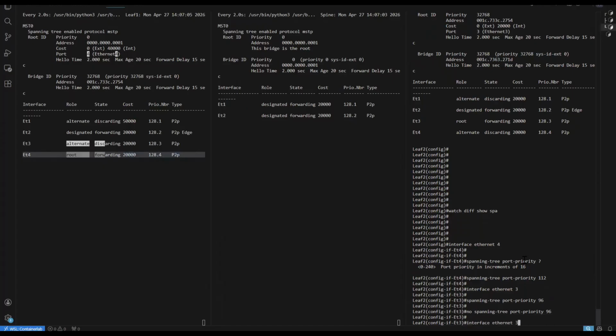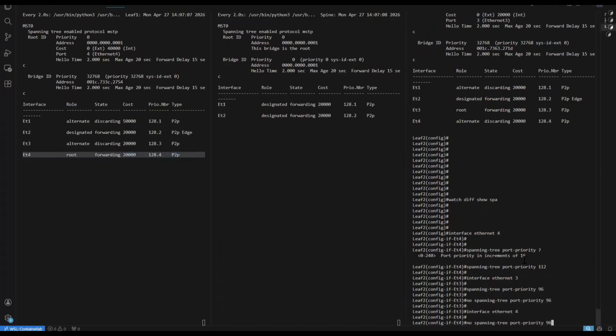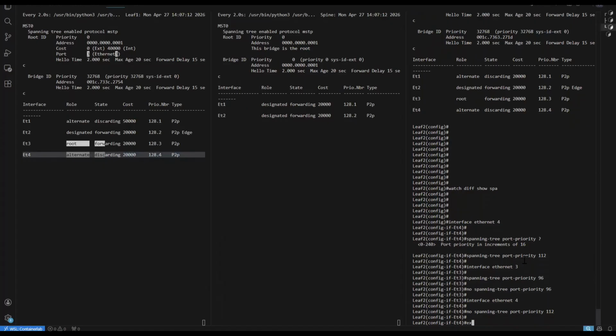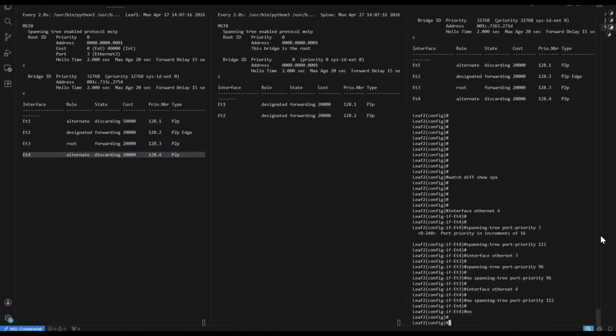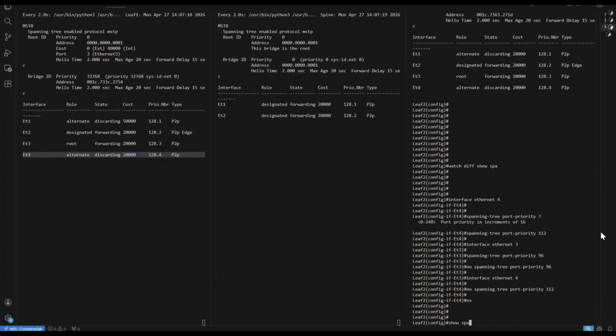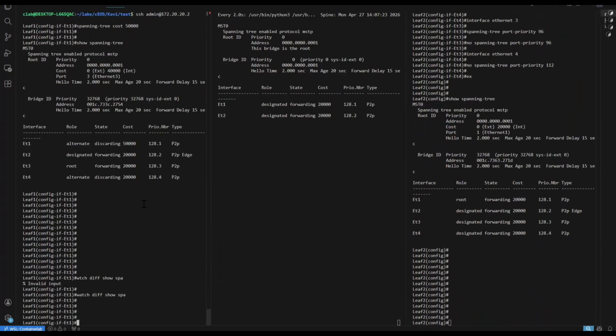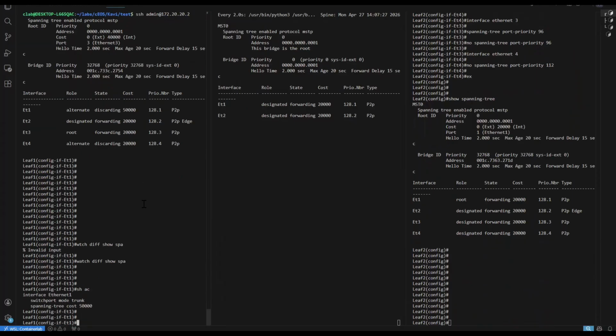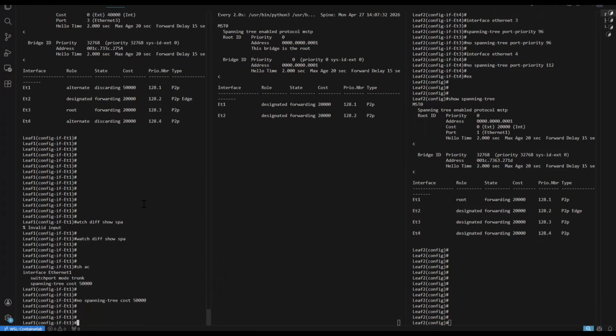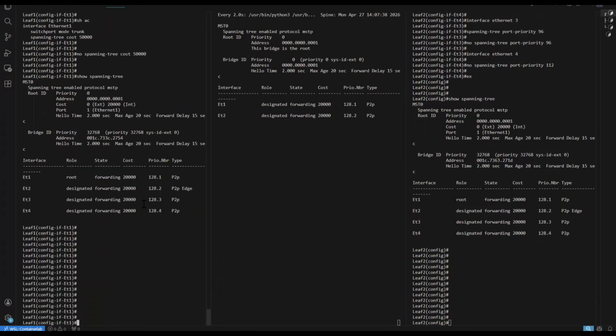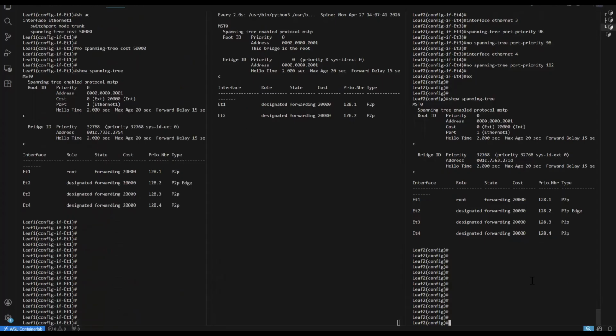So let me remove the configuration. I'll just make it default. Okay, I have made it default here. So this is done. Let me go here and run show active. Let me remove the cost here as well. Now I have rebooted everything.